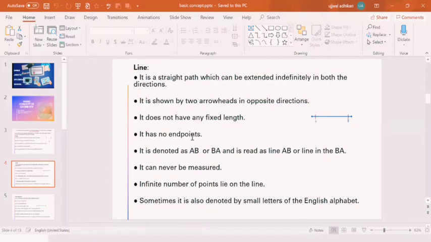Because it is only the straight path. How is the path? We don't know. It has no end points.